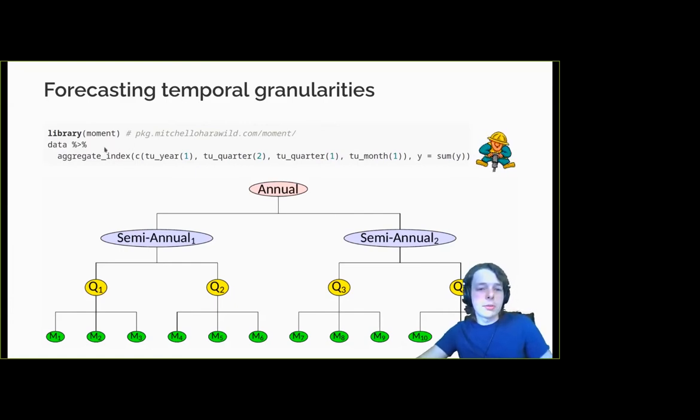So the interface is very similar. We require a new package called moment. Moment handles temporal granularities. So some parts of the data might have a year. Every next observation increments by 1 year. Others might be semi-annual, so 2 quarters is the increment, 1 quarter, and so on. But the same interface applies where you need to specify how the variables in the data will aggregate. So this is how you would write the code to produce this tree structure. The TU year, time unit for years, gives you this annual series, semi-annual, the quarterly in yellow, and the monthly in green at the bottom.